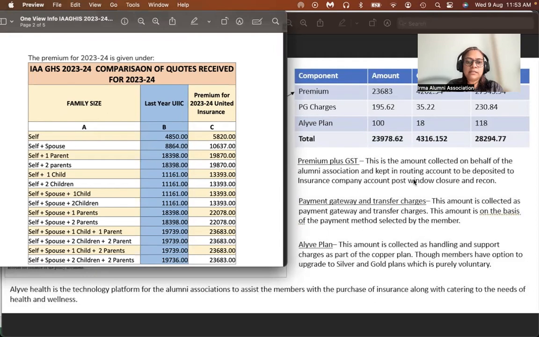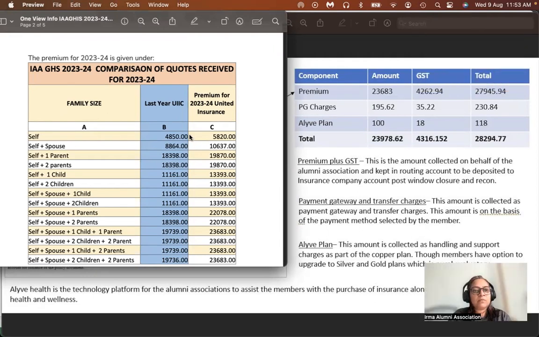What is the premium amount that is being taken by United India Insurance Company? For self, this year's premium amount is 5,820, and we have various categories: self plus spouse, then we can add children, then we can add parents. The maximum number of people we can have is six, which is self plus spouse plus two children plus two parents. In this case, the premium amount comes to 23,683. So this is the base premium amount that will be charged by United.